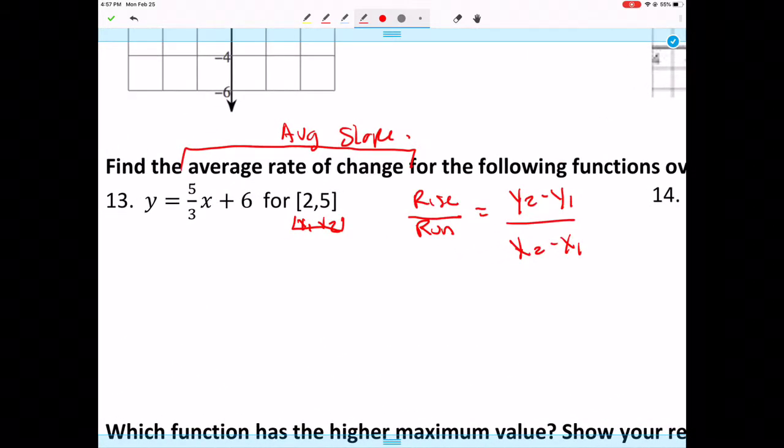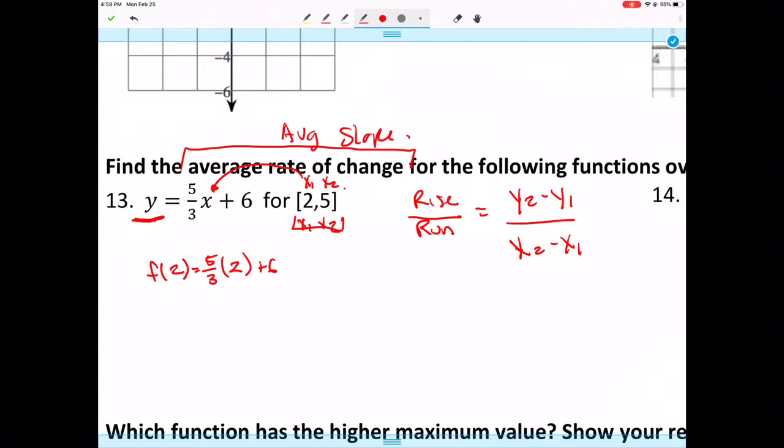Just zoom in a little bit. So this is x1, x2. We want to find out what y1 and y2 is. And whenever we have an x value, we can always plug that into our equation, and that will end up giving us our y value, okay, the corresponding y value. In class, oftentimes I would write it as f of 2 equals 5/3 times 2 plus 6.